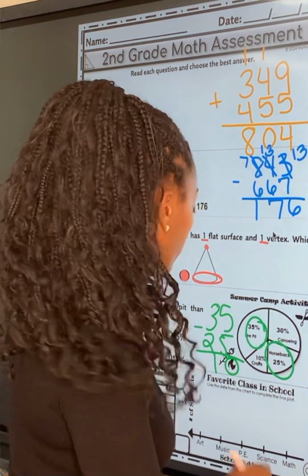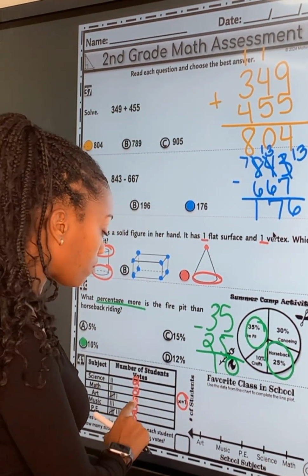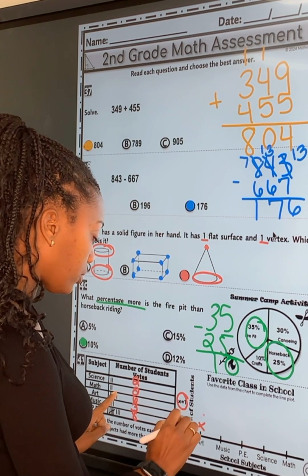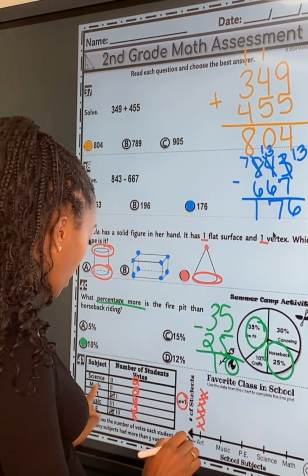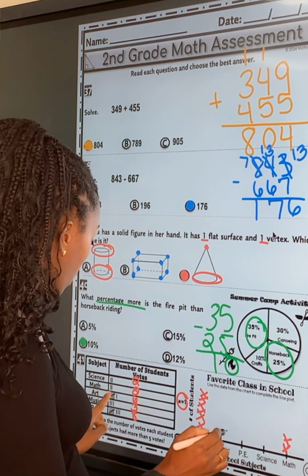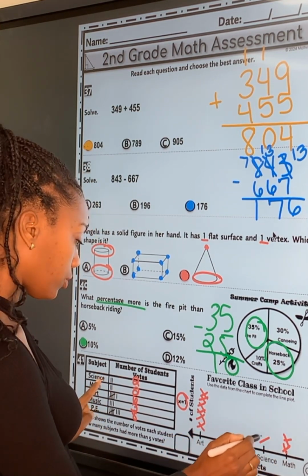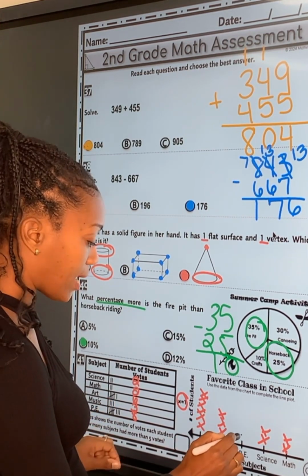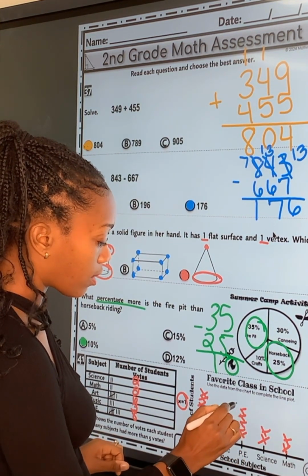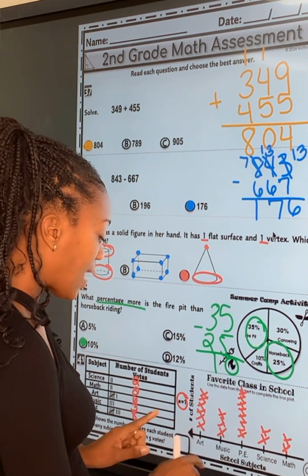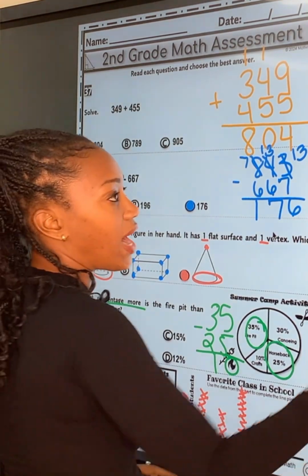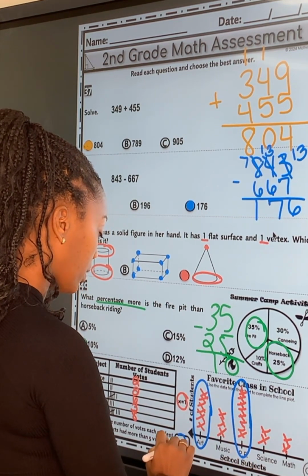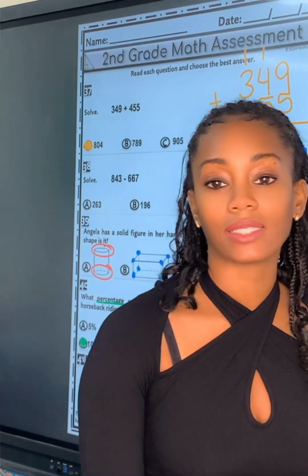Well, the first thing I'm going to do is use my X to put this information, this data, on the line plot graph. So art says 6. 1, 2, 3, 4, 5, 6. Math has 2. 1, 2. Science has 2. 1, 2. Music has 3. 1, 2, 3. And PE has 8. 1, 2, 3, 4, 5, 6, 7, 8. Now I look at how many has more than 5 votes. That's going to be PE and art. So my answer is two of them. 2 classes have more than 5 votes.